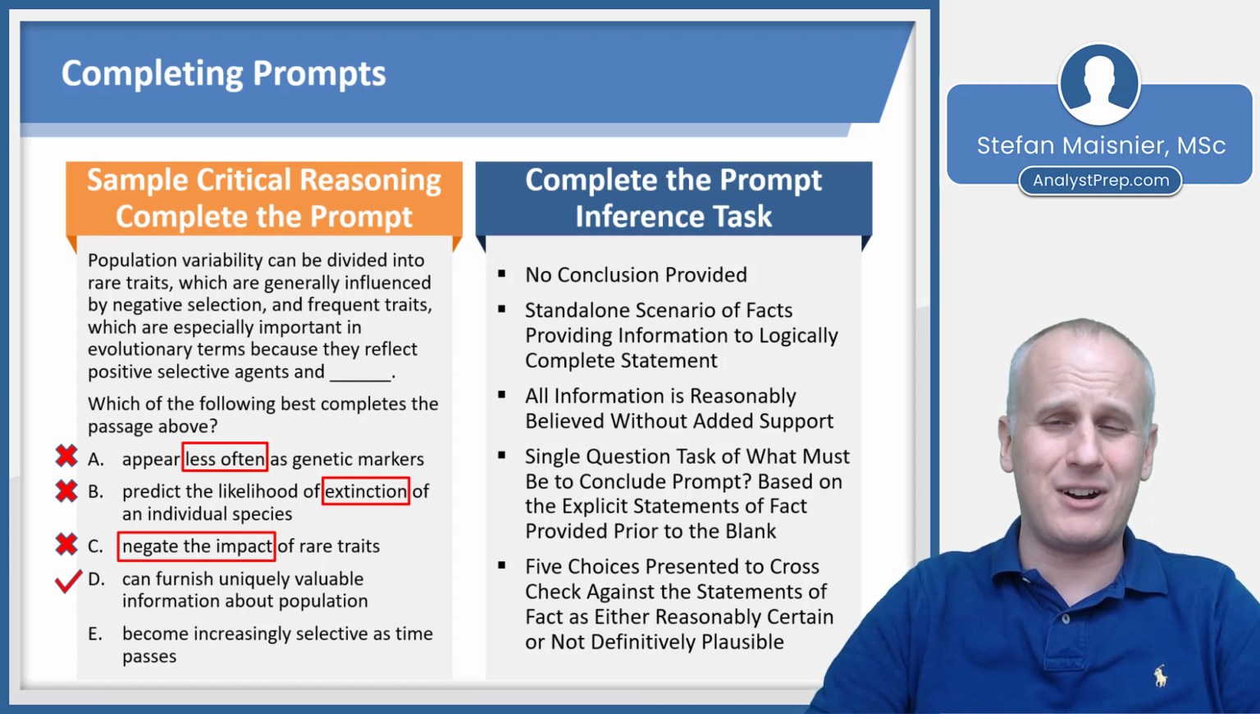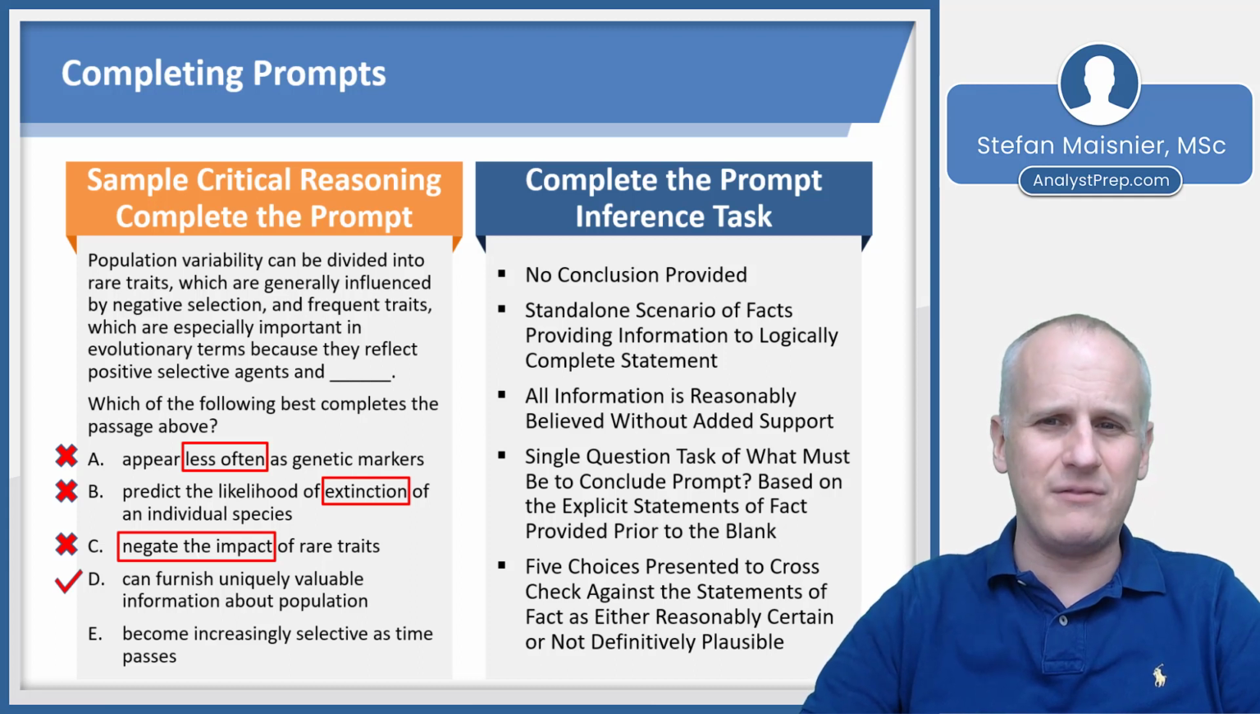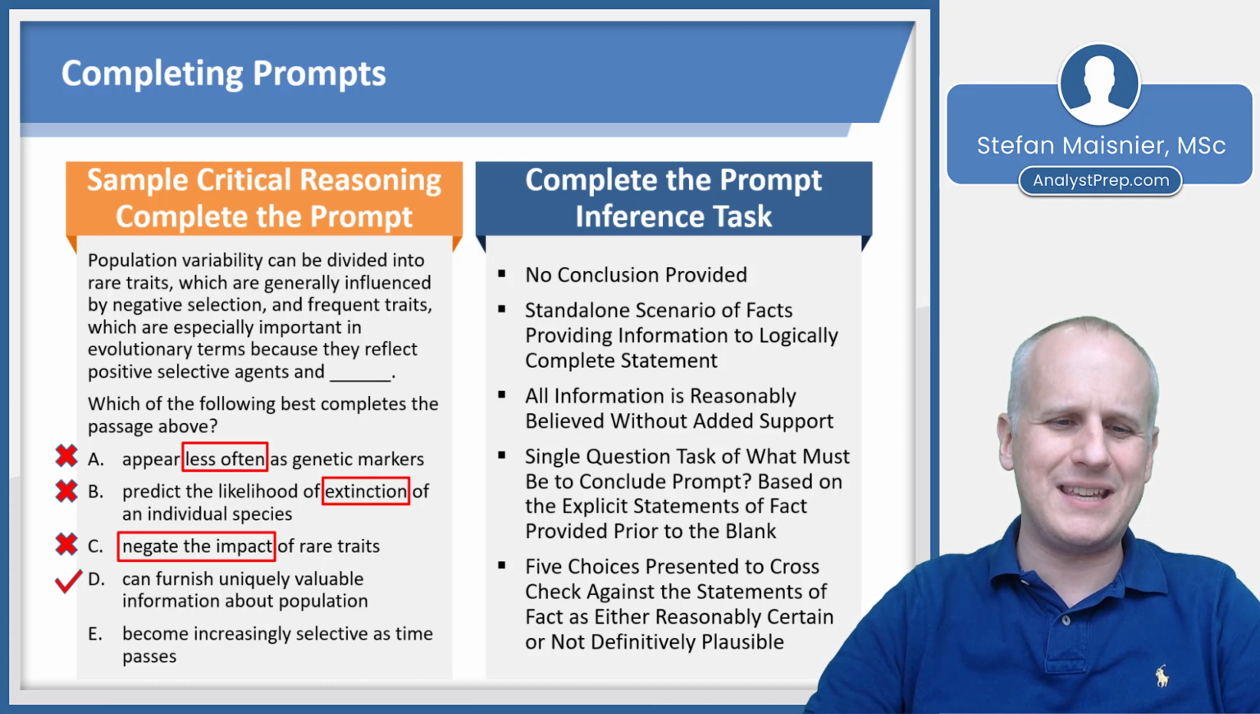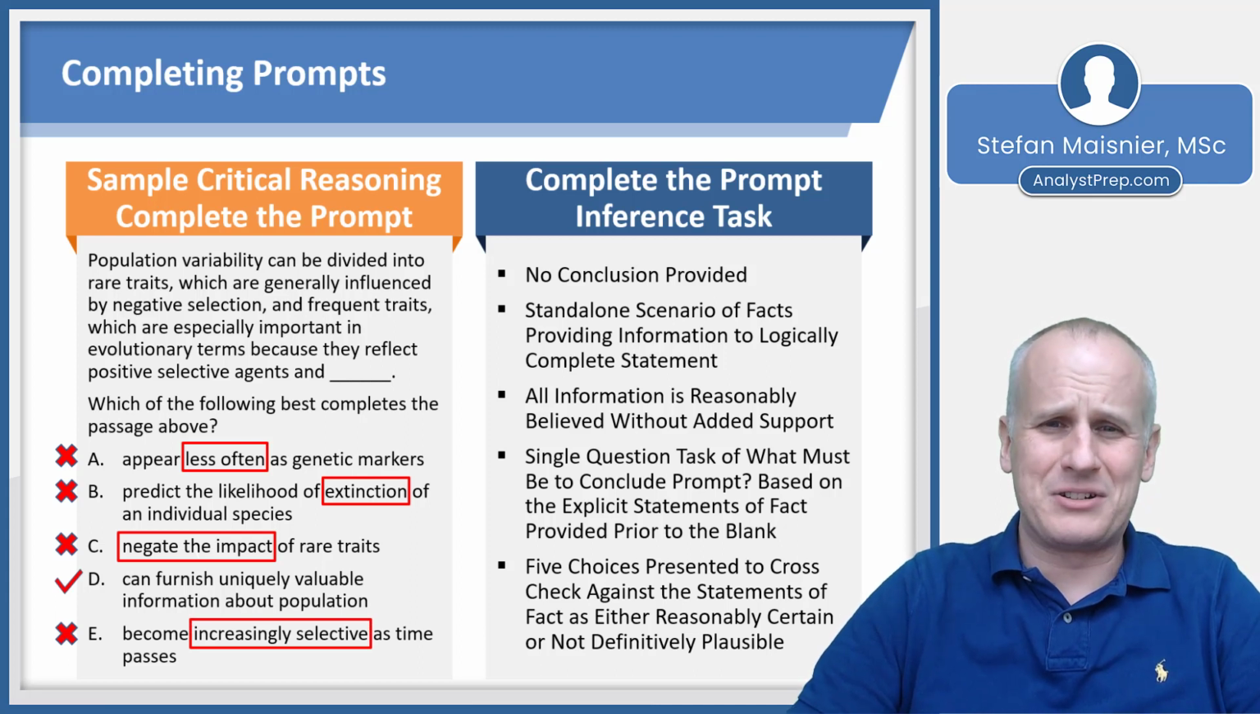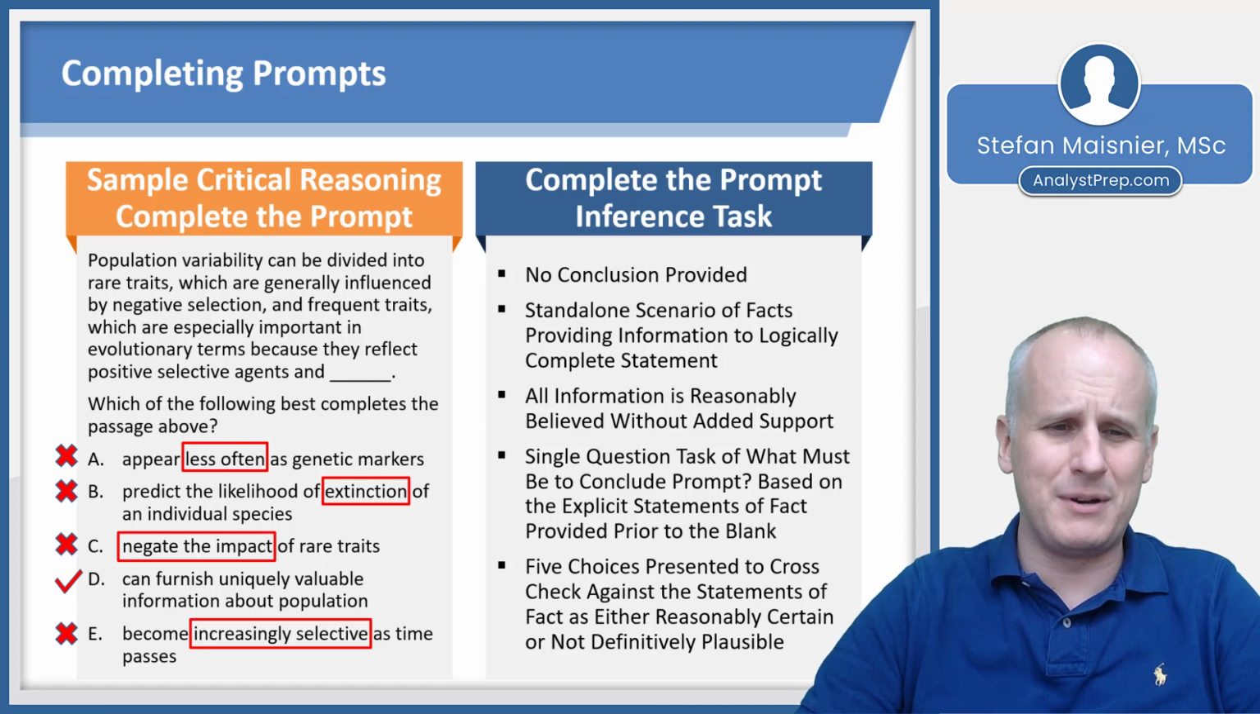We're talking about population variability, so this seems to be logically definitive, even though it's unstated. And then choice E, become increasingly selective as time passes. Well, we don't know that it becomes increasingly selective, they're just there. So we'd have to have some outside knowledge. We'd be making too big of a comparison. So we can eliminate choice E.